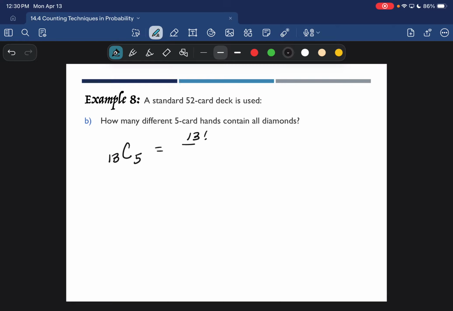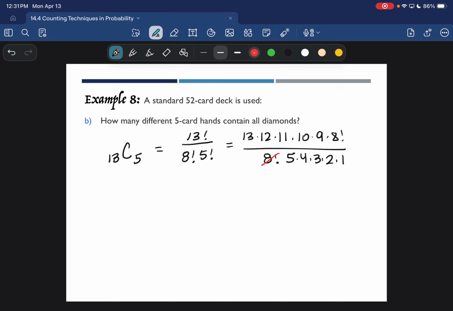So I have 13 on top. 5 cards are selected for my hand, and then 13 minus 5 is 8 cards that are not in my hand. So I have 13, 12, 11, 10, 9, and 8 factorial. There's 8 factorial, and then 5, 4, 3, 2, and 1. So the 8 factorials cancel. This one's actually really nice to pair some numbers up. Do you see a couple of numbers that you could pair up and cancel something completely from bottom to top? What do you see, Tessa? 5 and 2. 5 and 2 are a fantastic pair. So those two combine and I can cancel the 10.